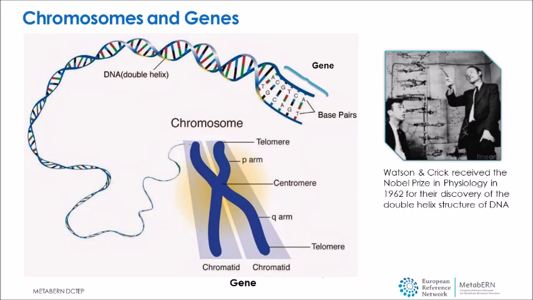Chromosomes are found in the nucleus of all human body cells except for red blood cells. These cells do not contain a nucleus and therefore do not contain chromosomes. Chromosomes, in fact, are very long strands of DNA coiled up like a ball of string. Each chromosome contains many genes, the basic functional unit of heredity, and the double helix structure of DNA was described by Watson and Crick, who received the Nobel Prize in Physiology in 1962 for their discovery.